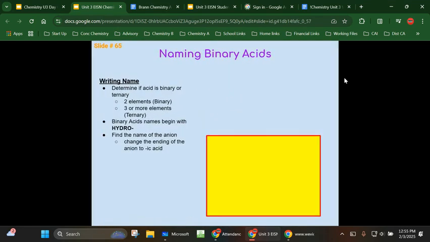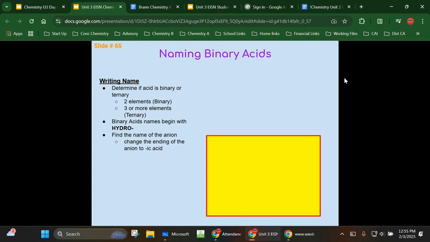So now, to write a name, you have to figure out, does it have 2 or 3 elements? How do we know if it has 2 or 3 elements, ladies and gentlemen? Capital letters. And one of them is going to be H. What will be at the end? AQ. So if you're looking at a formula, it begins with H, it ends with AQ, it is an acid.